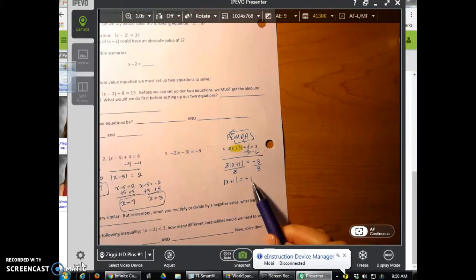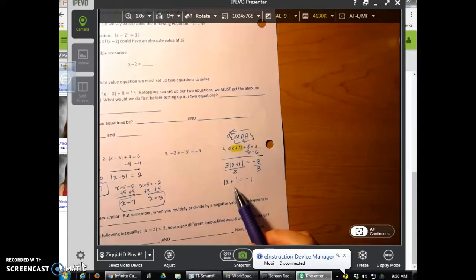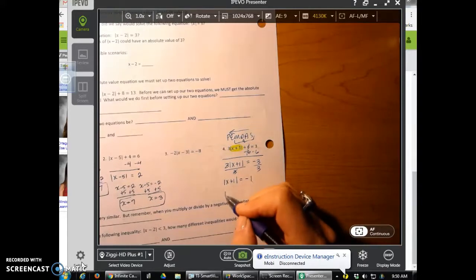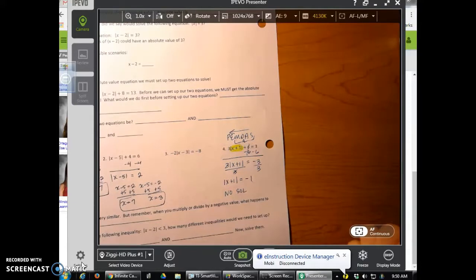As soon as I see this, I know this is impossible, because the absolute value is a distance, and there's no way to have a negative distance. So I'm not even going to waste my time solving that. There is no solution.